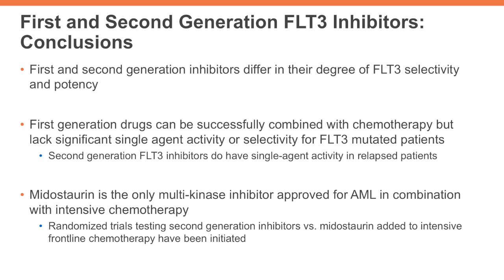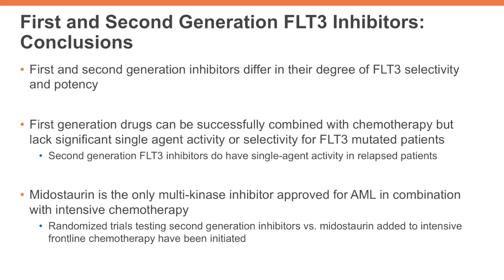So what do these results mean for those treating patients with FLT3 mutated AML? First and second generation drugs differ in their degree of FLT3 selectivity and potency, and this translates into differences in clinical response to the drugs, with first generation drugs needing the addition of other anti-leukemic agents to achieve clinical benefit, while second-generation FLT3 inhibitors have single-agent activity, at least in the relapsed and refractory populations.